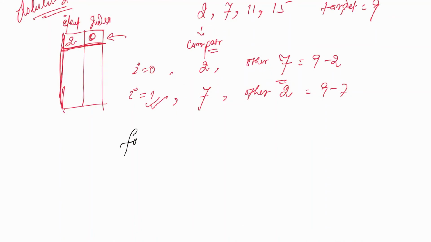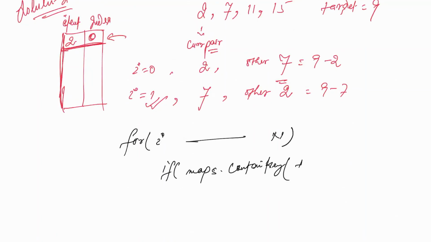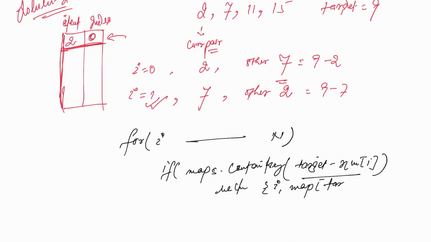So how is the code going to look? I will traverse from 0 to n, and if maps dot contains key, which is target minus nums of i, then return i and maps of target minus nums of i, and this could be the result.